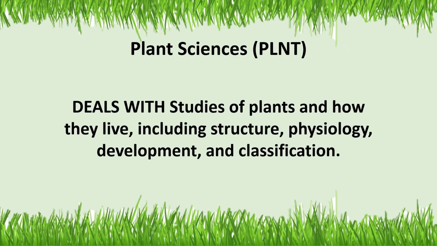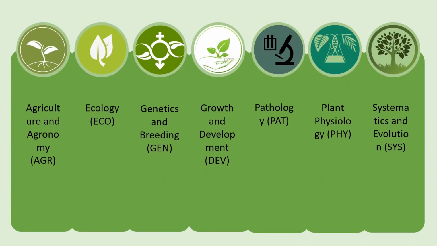Plant sciences are the studies of plants and how they live, including structure, physiology, development, and classification. It is divided into 7 subcategories, namely the agriculture and agronomy, ecology, genetics and breeding, growth and development, pathology, plant physiology and systematics, and evolution. This includes morphological, biochemical, genetic, and model systems.